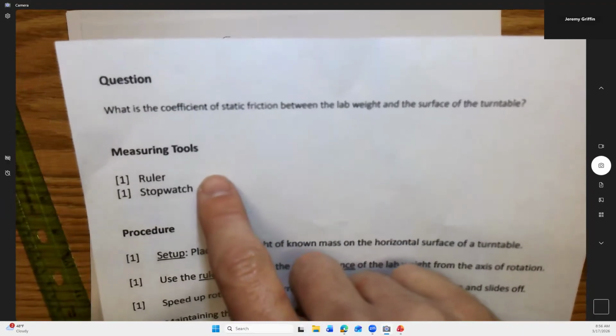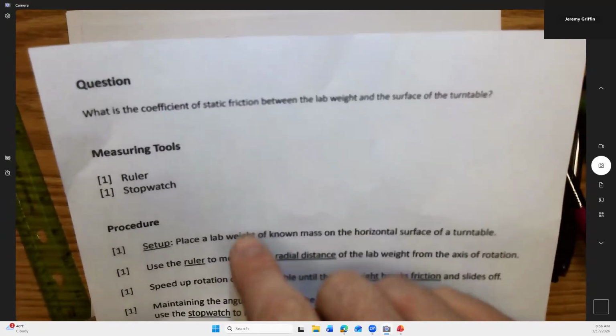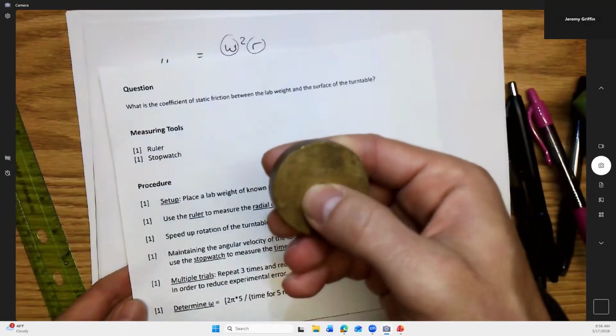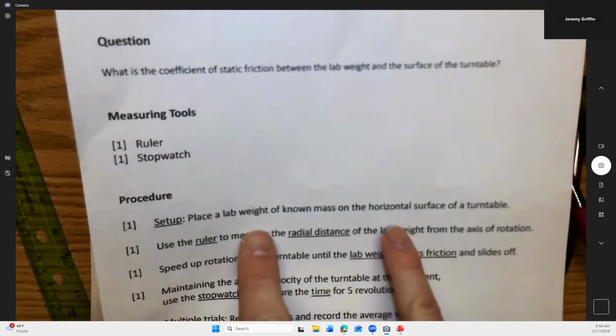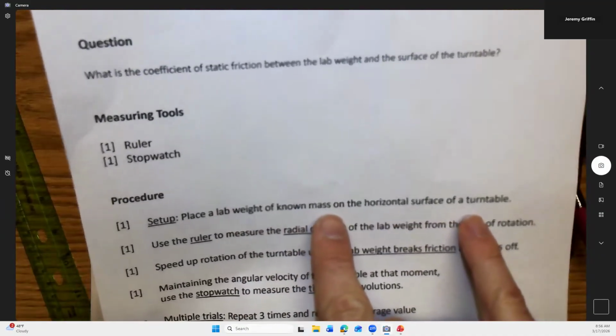You can do this with a ruler and a stopwatch. Those are the tools you guys had. If you put something like a triple beam balance, that's okay too. But oftentimes AP will provide you some given values for the masses, so they don't expect you to measure that necessarily. Okay, so set up: place a lab weight of known mass on a horizontal surface of a turntable.